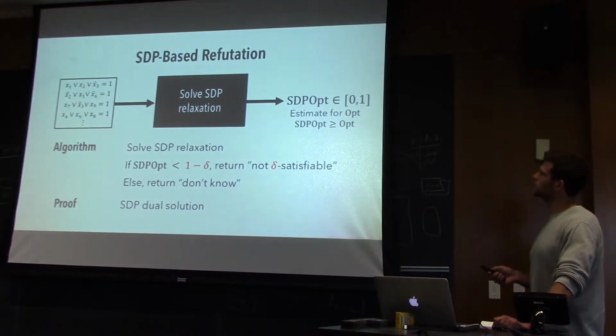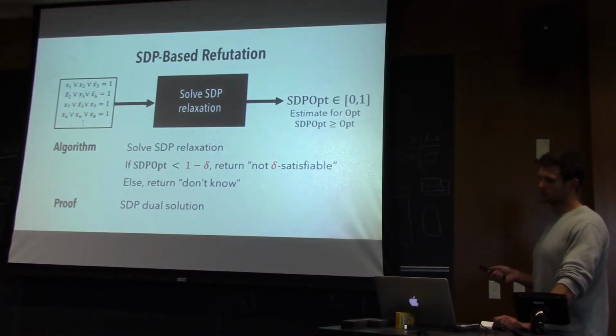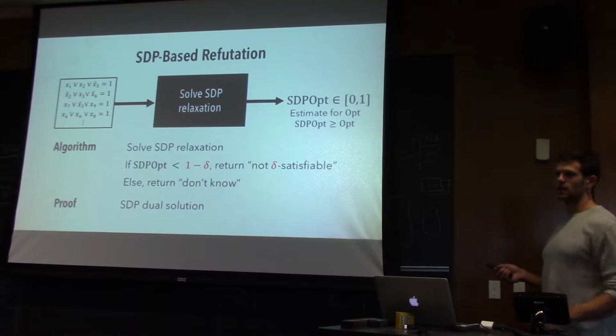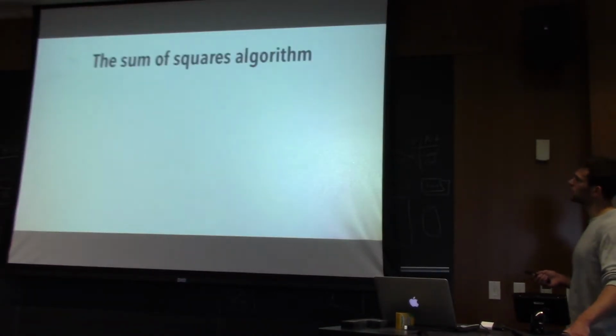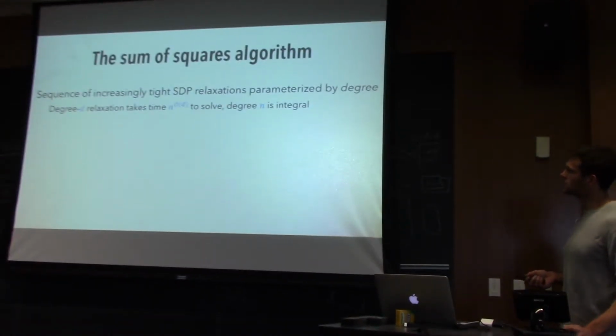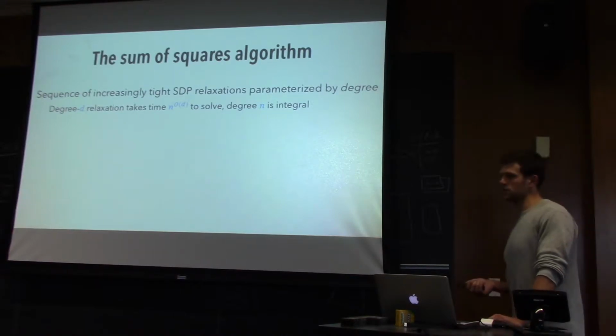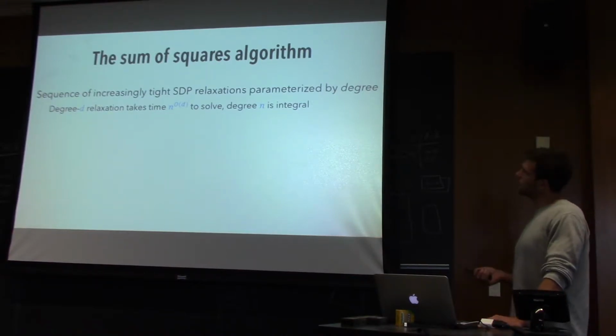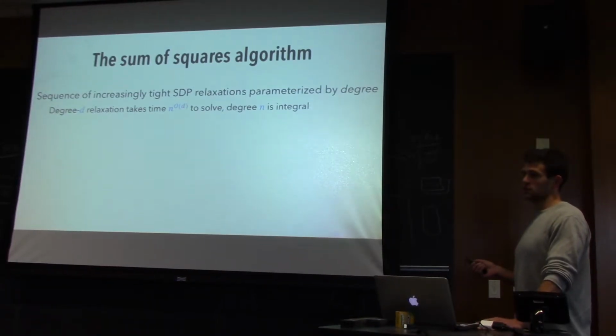So now, in particular, I want to talk about SOS refutation, which is a specific SDP-based refutation algorithm. It's a sequence of increasingly tight SDP relaxations parameterized by something called a degree. The degree D relaxation takes time n to the O(D) to solve. The degree-intermediate relaxation is actually integral. So all the feasible solutions are integral.